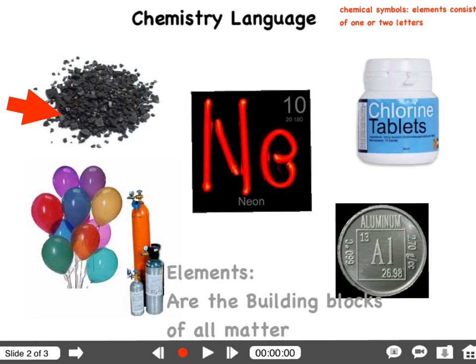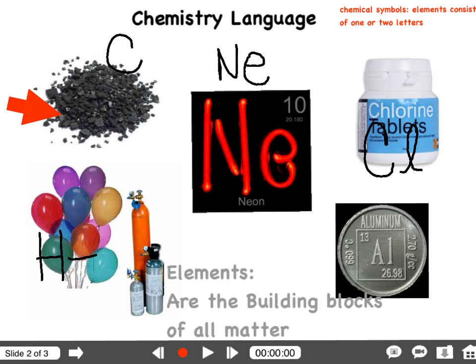Carbon's chemical symbol is a capital C. Neon's chemical symbol is uppercase N, lowercase e. Chlorine's chemical symbol is capital C, lowercase l. Helium's chemical symbol is capital H, lowercase e. And aluminum's chemical symbol is capital A, lowercase l.